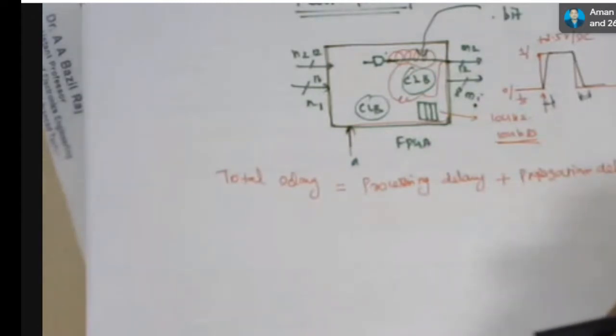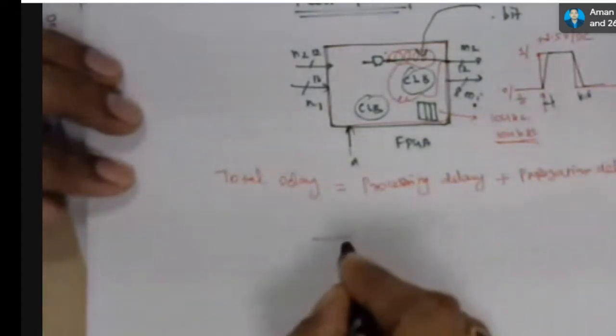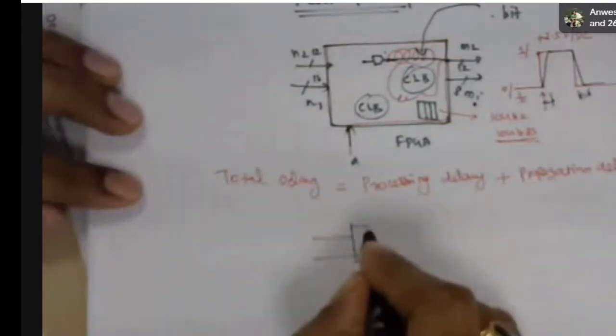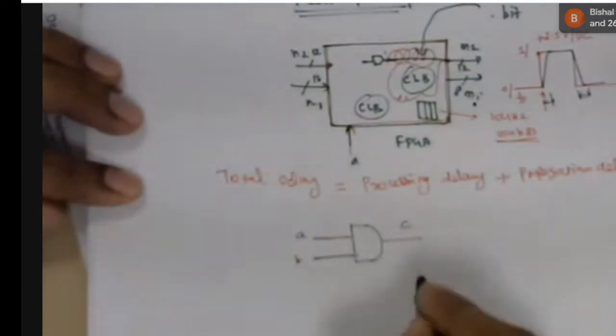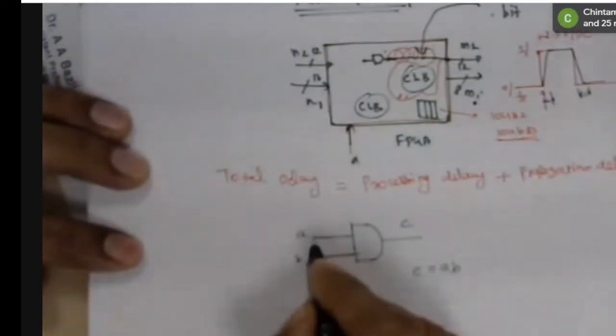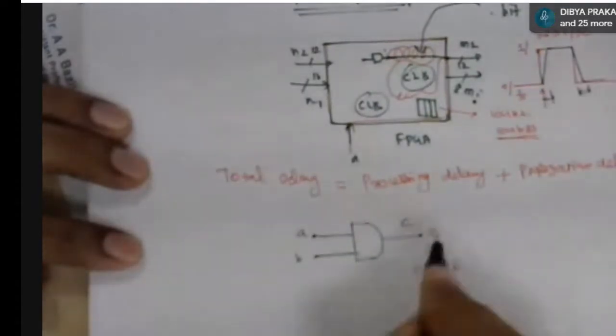Second thing is, suppose I have one AND gate. This is A, this is B, and this is C. C equals A into B. So I'm giving the input A here, I'm giving the input B here, and the output will be C here.